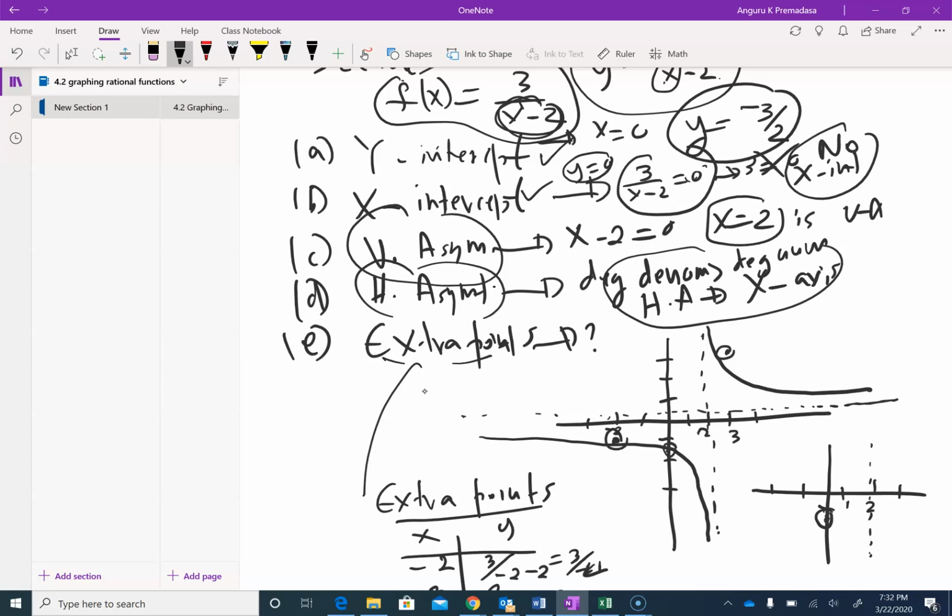And what's the horizontal asymptote? So what I first did was I labeled the y-intercept, and then I looked for an x-intercept, no x-intercept here. And then I put a vertical dotted line at the vertical asymptote, and I put a horizontal dotted line at the horizontal asymptote. Now I'm ready to draw.